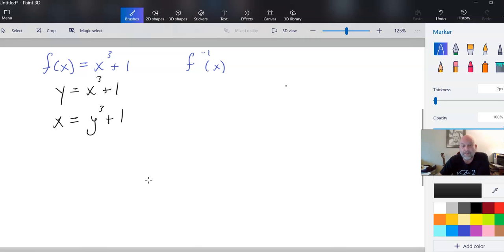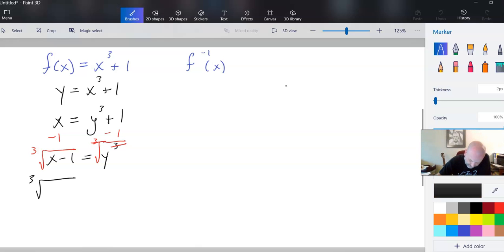Now, we have to get y by itself. So we're going to subtract 1 from both sides. And that'll give me x minus 1 is equal to y cubed. Now, if I want to undo a cube, I use a cube root. Right? And a cube root cancels the cube. And so what I'm left with is the cube root of x minus 1 is equal to y. And that is my inverse, right? So my inverse is the cube root of x minus 1. Oop, cube root. There we go.